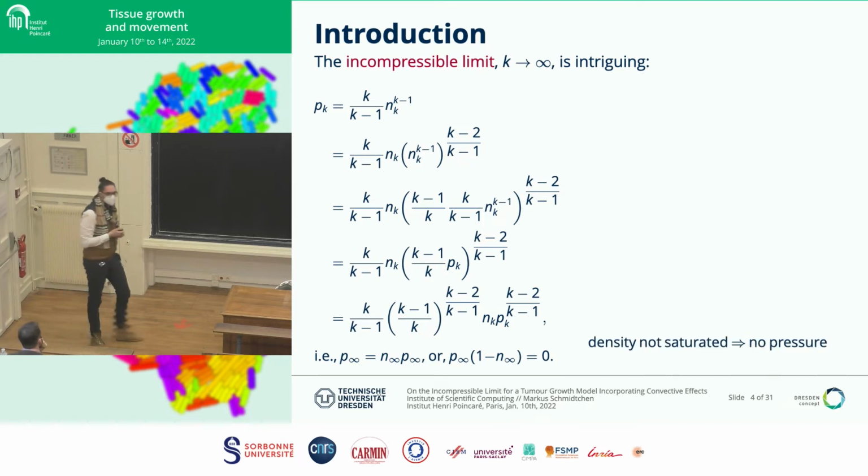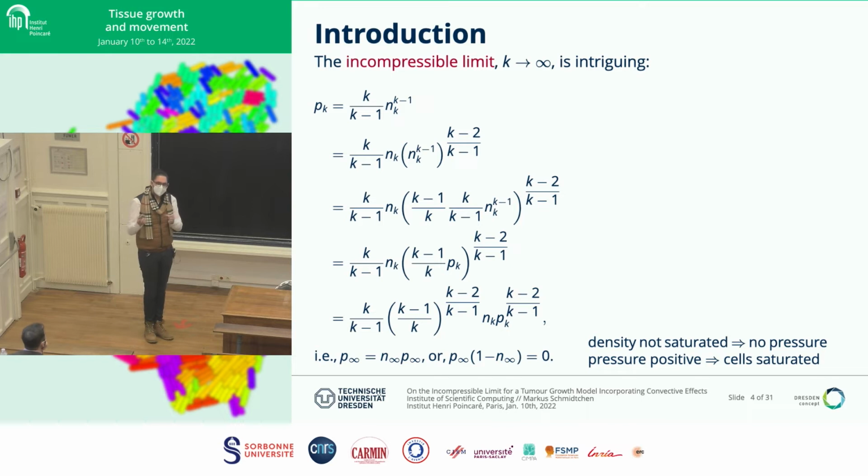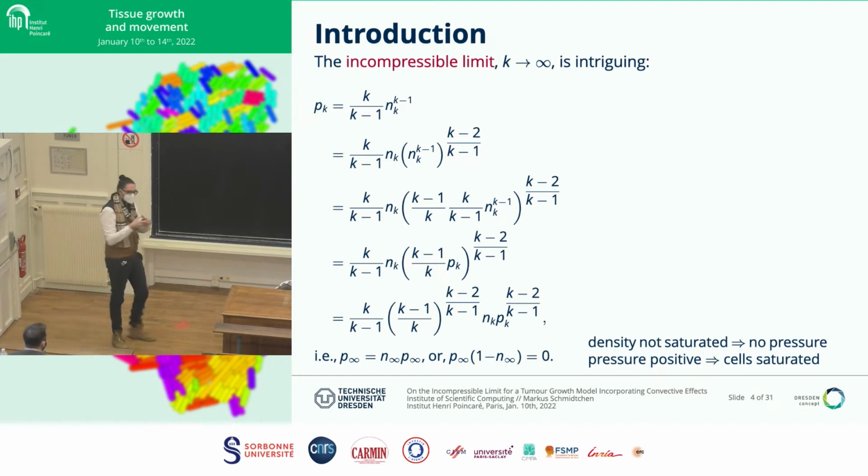And so this tells us something about our tissue. Namely, if the density is not saturated, so if the density is less than 1, then we do not feel any pressure, or the pressure is equal to 0. Or if we like to think about it the other way, if we have a positive pressure, then it means that our tissues or our cells are saturated. And so we somehow have now a link between this macroscopic description and this free boundary, this patch of cells, namely the set where the pressure is positive, more or less.